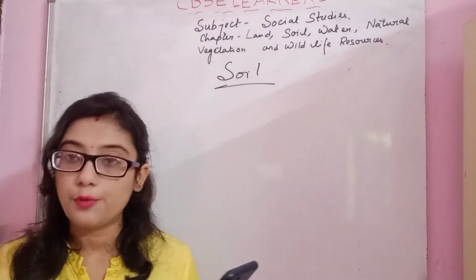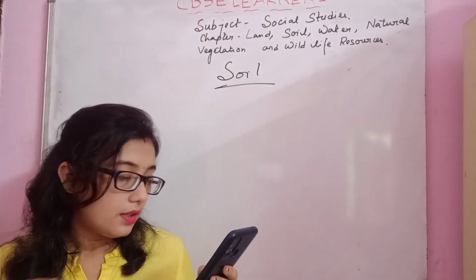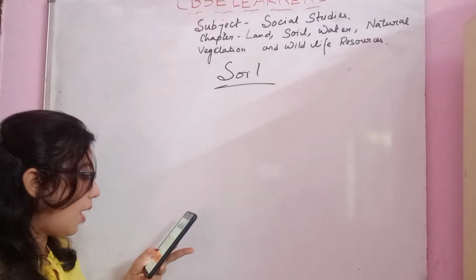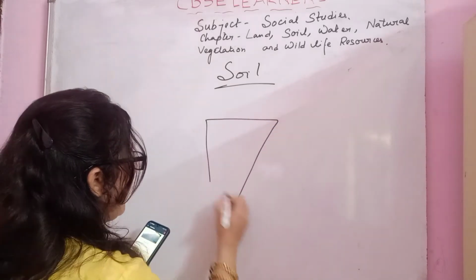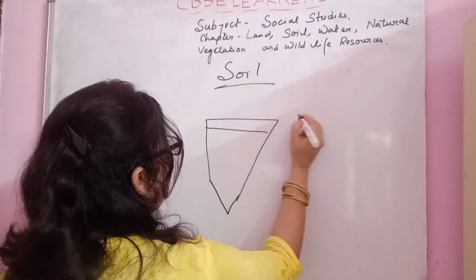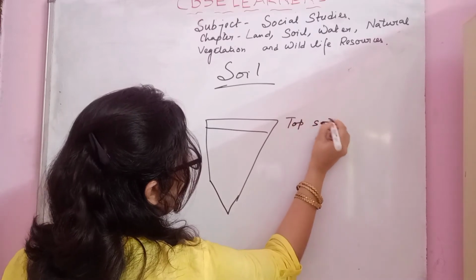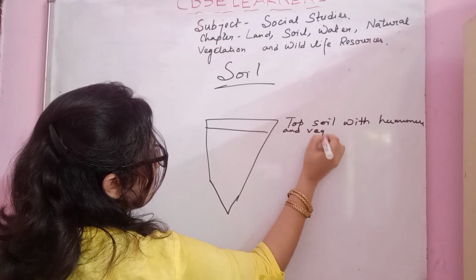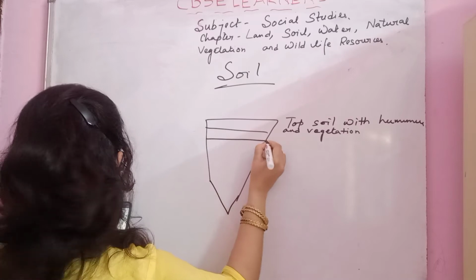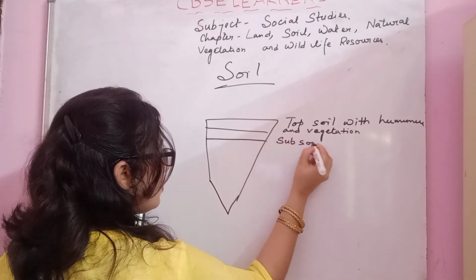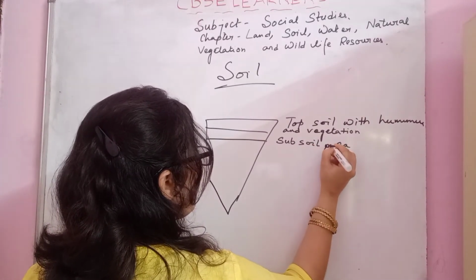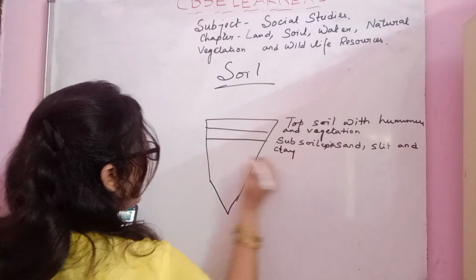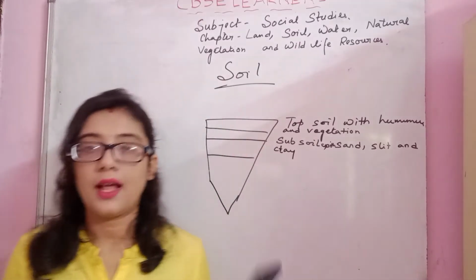Now, for the retention wall, they have given a beautiful diagram in your textbook, with the soil profile. What is the nature of soil? Down it will be rock. Then comes the weathered rock material. The topmost layer of soil will be the fertile land, topsoil with humus and vegetation. Next one will be the subsoil with sand, silt and clay. Now the third one, as you go inside, you will find nothing but rock.